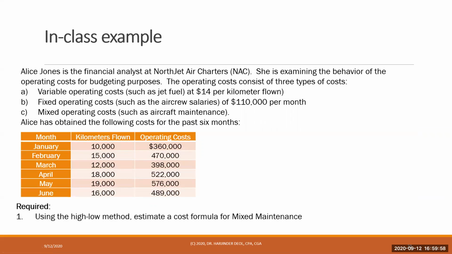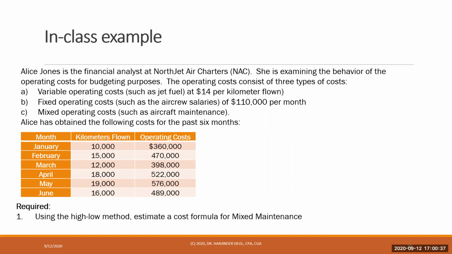I have an example for you folks. Alice Jones is the financial analyst at NorthJet Air Charters. She's examining the behavior of operating costs for budgeting purposes. The operating costs consist of 3 types of costs. They are variable costs, such as jet fuel costs, $14 per kilometer flown. Fixed operating costs, such as aircrew salaries of $110,000 a month, and mixed operating costs, such as aircraft maintenance.